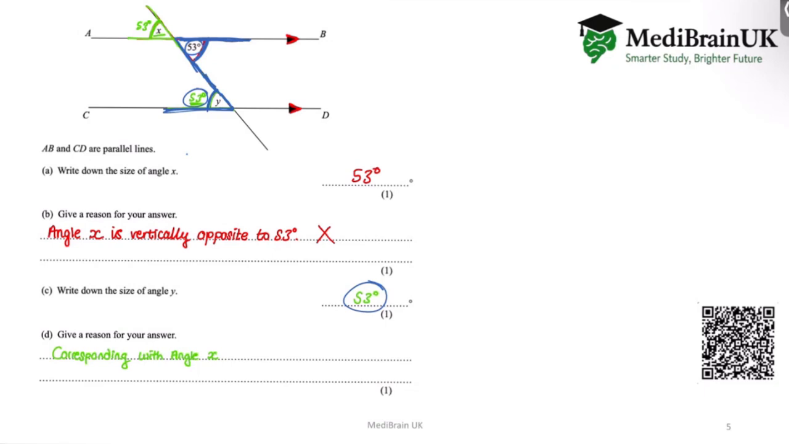Obviously, it will be a bit more difficult in an exam, but ultimately, you're going to be looking for shapes. If you can find the shapes, the F, the Z, the X, and the C, those four letters, then it's going to make your life much easier.